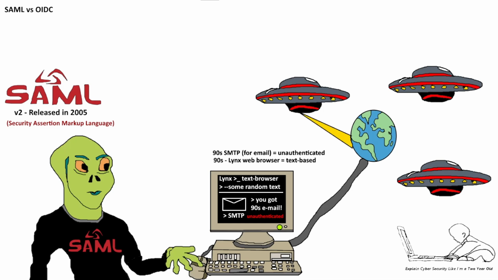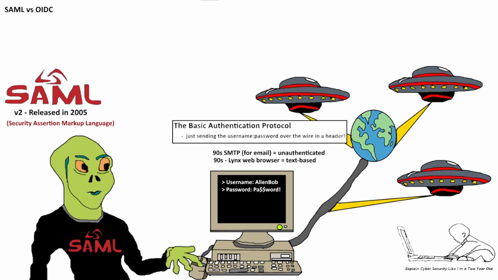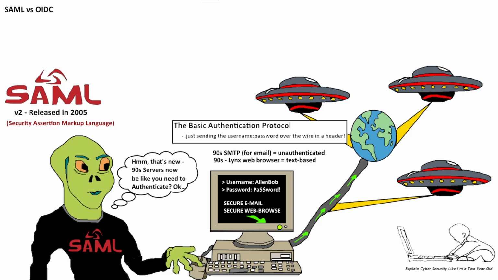Now to solve this problem, and even before SAML was invented, there were various attempts. The first attempt was the basic authentication protocol, which was just that, sending the username and password in plain text over the wire in a header. Yes, they thought by asking a user to authenticate, that is, by providing a username and password before sending any emails or browsing the web, that this would stop eavesdroppers from watching the traffic. But in hindsight, can you see the problem with this being sent in plain text? Yep, you guessed it, the lack of encryption.